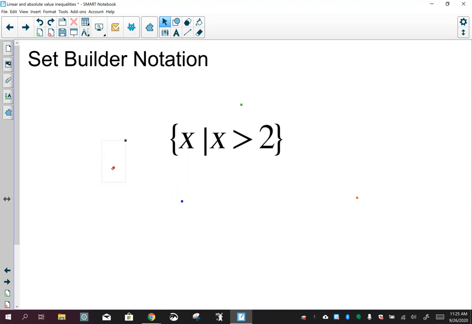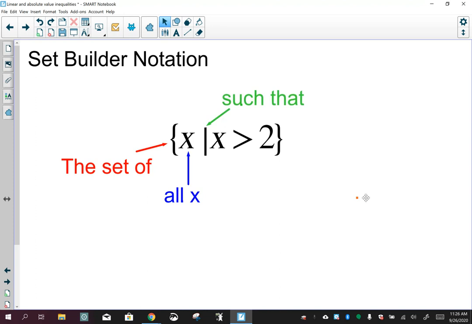So we have the set of. The braces mean we're looking at the set of, and then all x. Whatever the variable is right here, that is what we're going to put in there. Then that line means such that, and then whatever the greater than or less than sign, or whatever you want to put here.